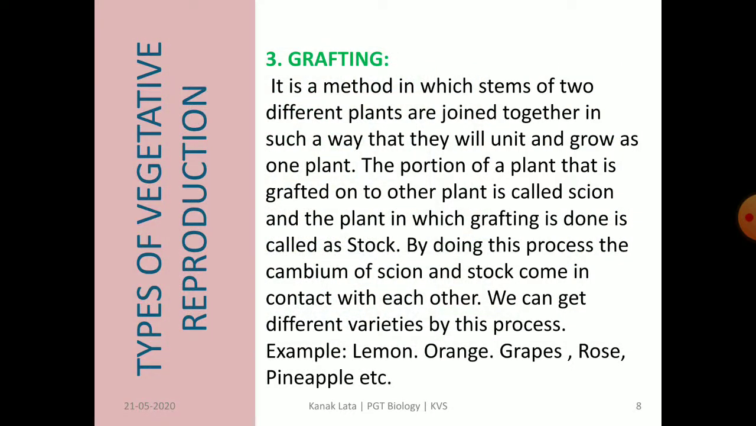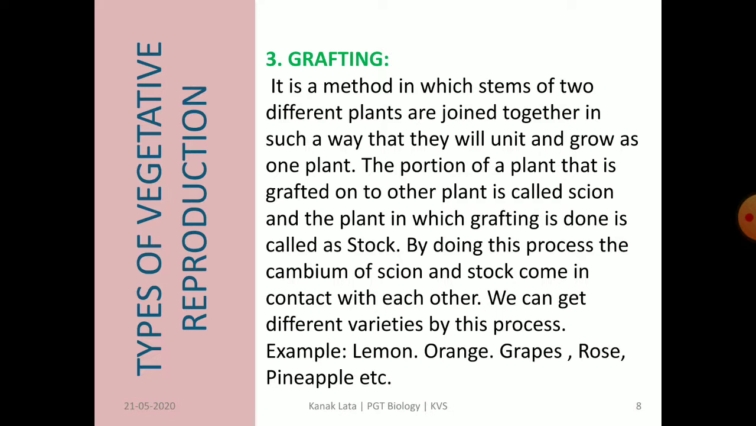Next is grafting. In grafting, stems of two different plants are joined together in such a way that they will unite and grow as one plant. In grafting, there are two parts. One is scion, another is stalk. So let us see the difference between scion and stalk. The portion of the plant that is grafted onto another plant is called scion, and the plant in which grafting is done is called stalk.